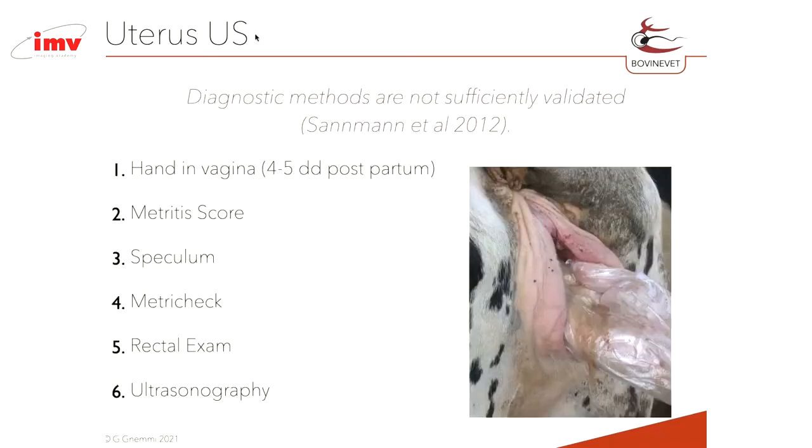So honestly, but it's my fault, I am not able to find the strategy to apply my ultrasound for the diagnosis of the puerperal metritis. For this type of diagnosis, I believe that we can use other methods that are simple and probably with a better cost benefit. So there are some people who are using hand in vagina, Metrichek score, speculum, Metrichek, rectal palpation.